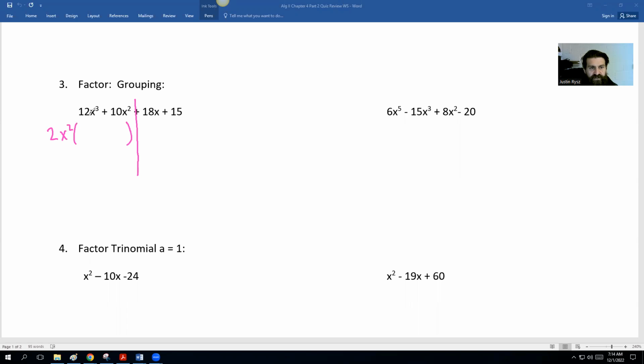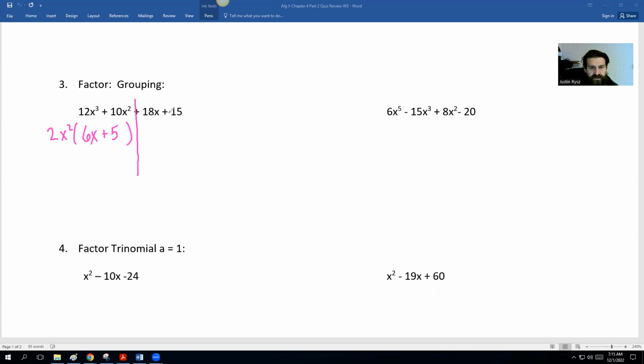So if we GCF that out, 12 divided by 2 is 6, and x cubed divided by x squared is just x. 10 divided by 2 is 5. X squared divided by x squared gets rid of the x squared. So we got a 6x plus 5 in the parenthesis.